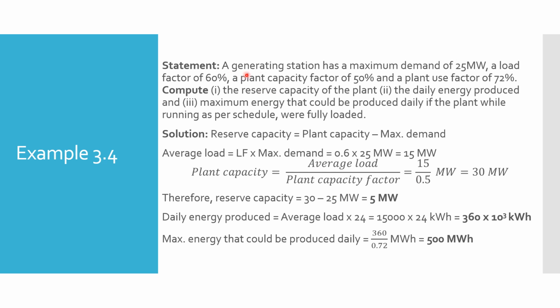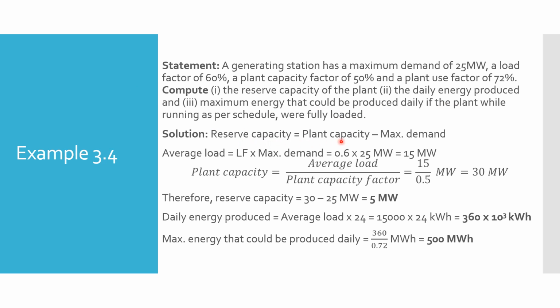In this example, we have a generating station that has a maximum demand of 25 megawatt, a load factor of 60%, a plant capacity factor of 50%, and a plant use factor of 72%. You have to find out the reserve capacity of the plant, the daily energy produced, and the maximum energy that could be produced daily if the plant, while running as per schedule, were fully loaded. So it is running as per the schedule given to you, and it is fully loaded to its capacity.